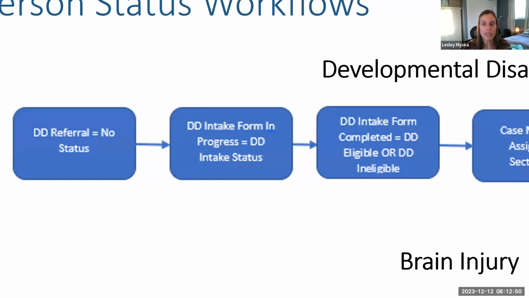Once consent is received to complete the DD intake and eligibility assessment, the DD intake and eligibility staff will create the person record if it doesn't already exist in the system. Then that same staff will create a DD eligibility assessment form. This will automatically set the person's status to DD intake. And that status will show up in their person record banner.